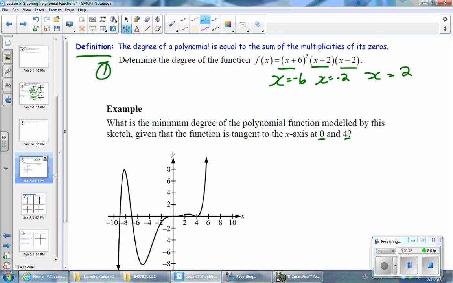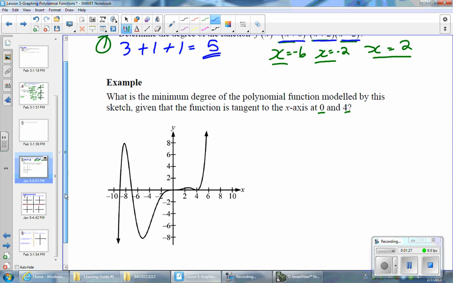And to find the degree, you take a look at the multiplicity of each of these zeros. And the multiplicity is the power of each of its factors. So take a look at the factors here. X plus 6 has a power of 3. X plus 2 has a power of 1, and x minus 2 has a power of 1 as well. So to find the degree of this function, you can add the multiplicities. So 3 plus 1 plus 1 gives me a degree of 5. So that is my answer. Quite a simple concept.